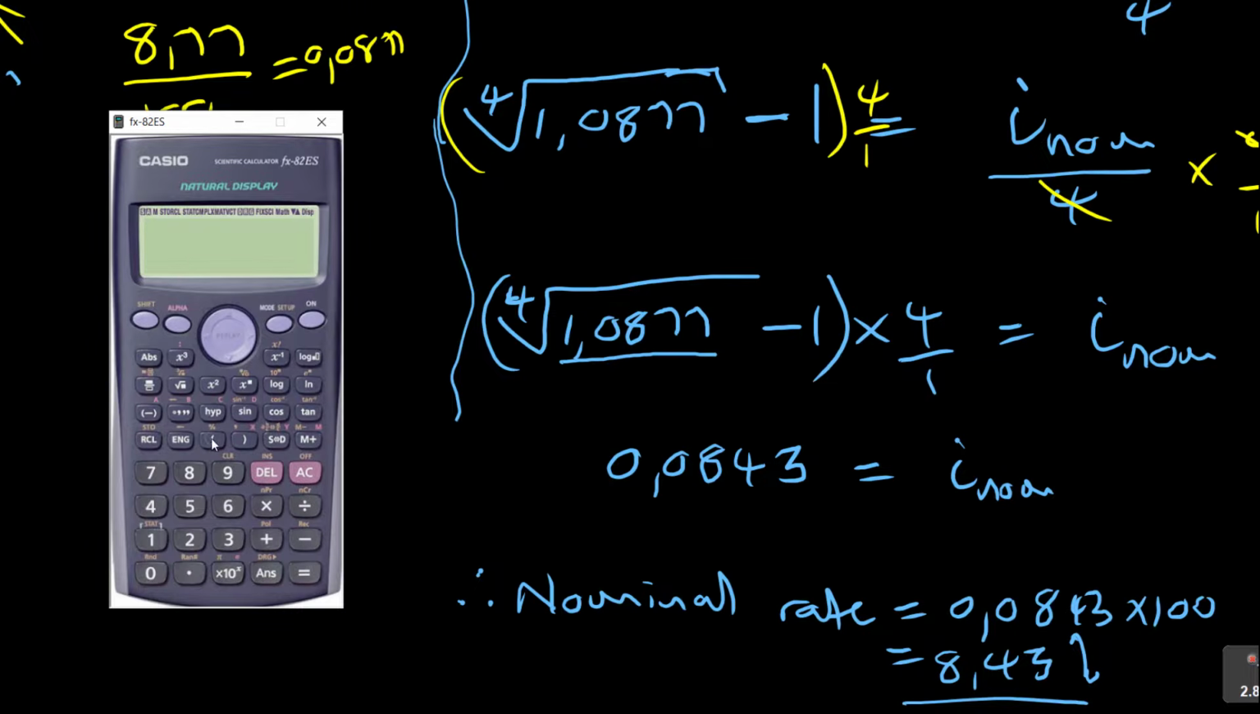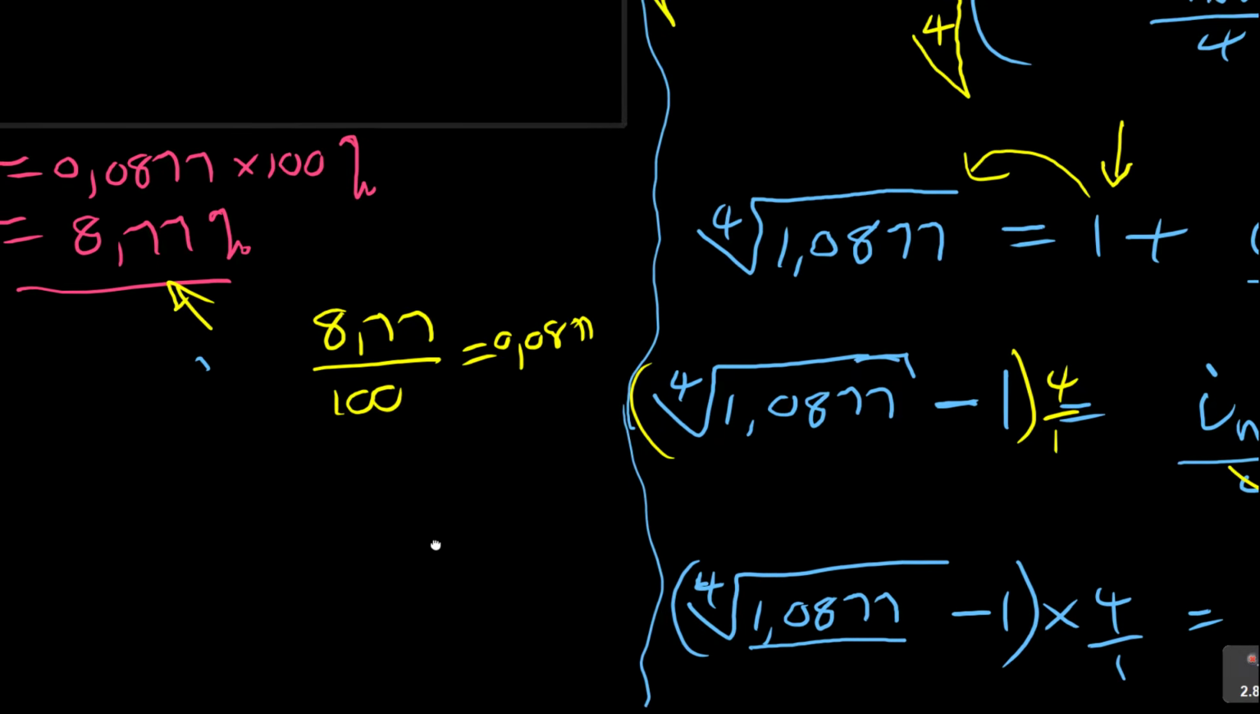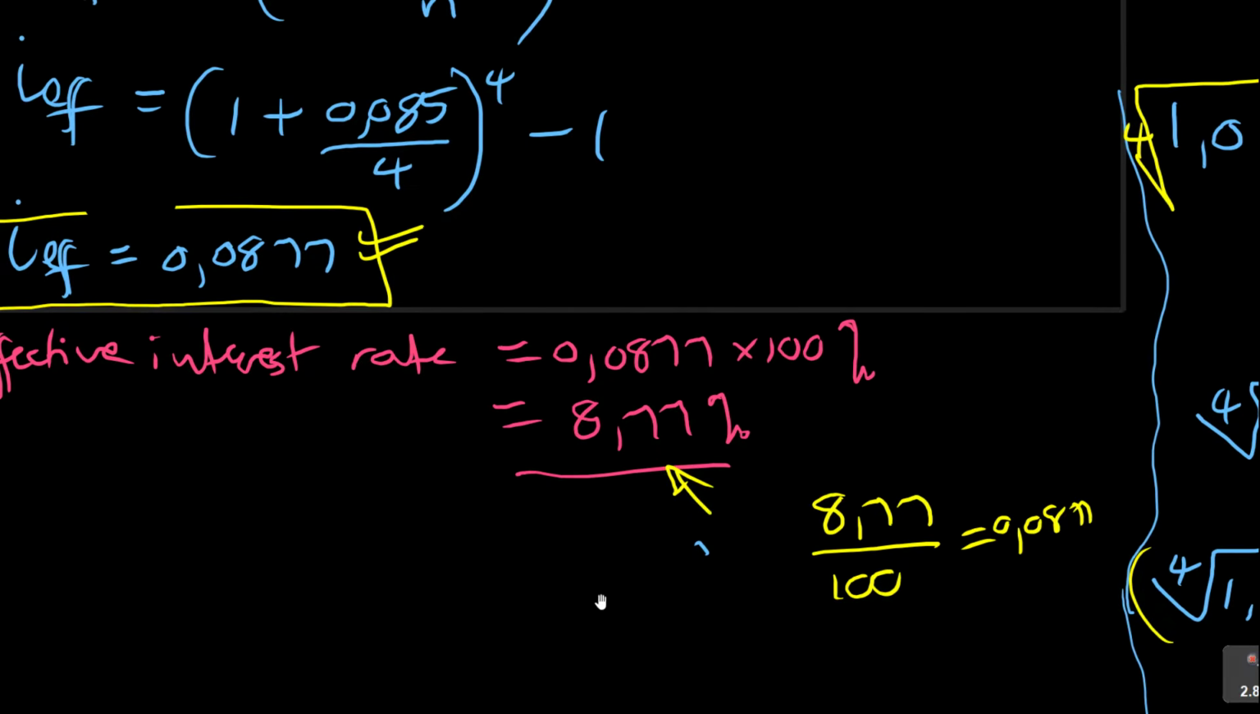So if I do this, it will be bracket, shift, fourth root of my answer, minus 1, you close it, times 4/1. I hope I'm doing that one correctly. I don't know what I'm doing there, but let's do this again. I don't know why it's not coming right, but let me try again.